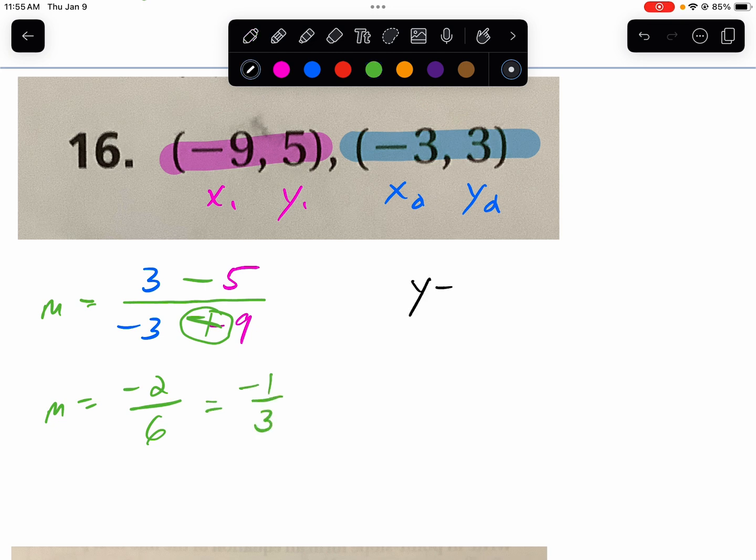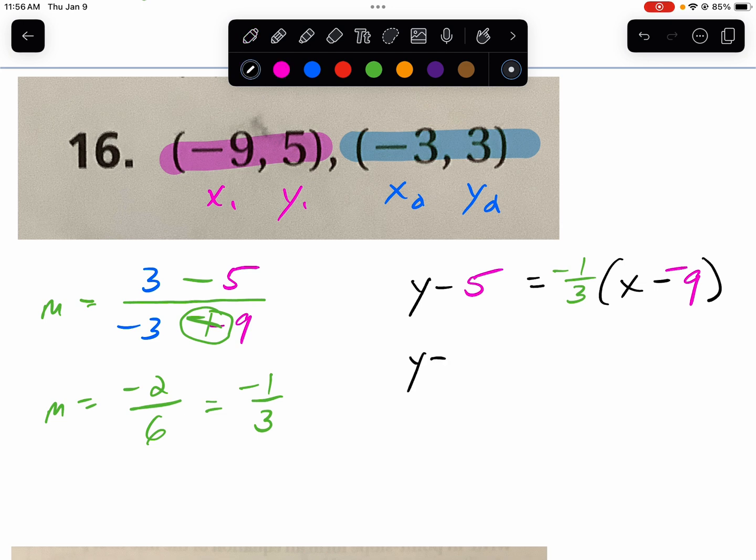Let's go to point-slope form. And if you're getting bored with this already, then great. That probably means it's sinking in pretty good for you. So negative 1/3 is our slope. Again, we can use either point. Let's go with our x1, y1 in this case. So that's 5. That's a negative 9.